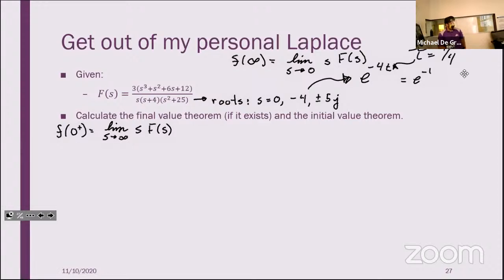What about plus or minus 5j? What type of response does a purely imaginary root give us? Oscillatory, right? Harmonic oscillator. And this is the dynamic that is going to persist. This is the dominant behavior for the system. How do we know that? Because it doesn't die out. The other response dies out, but you're going to have this oscillatory response that goes on forever. And so we say it never reaches steady state, so the final value does not exist.